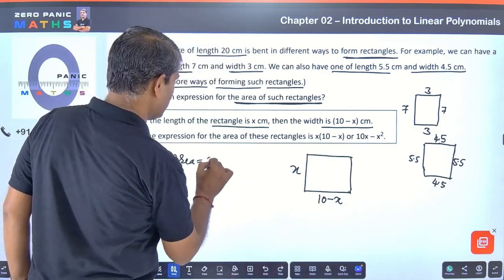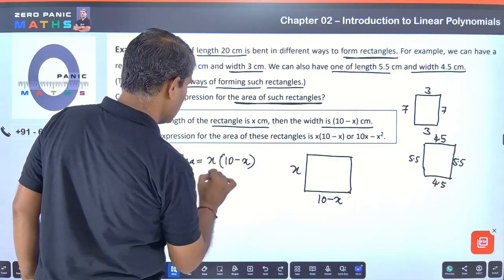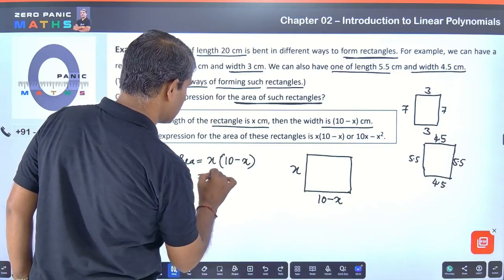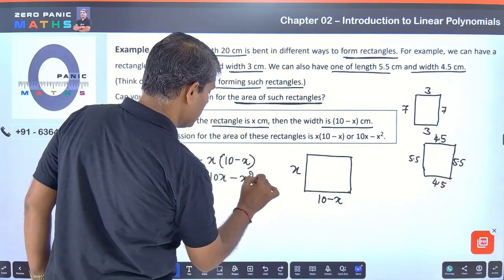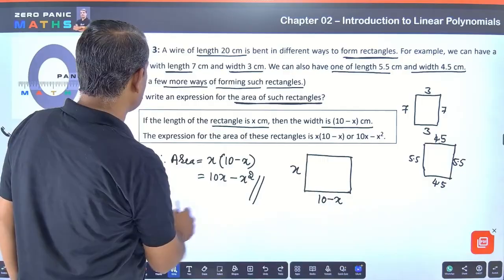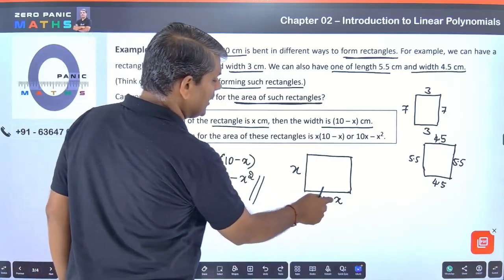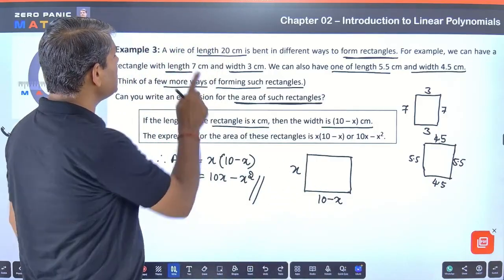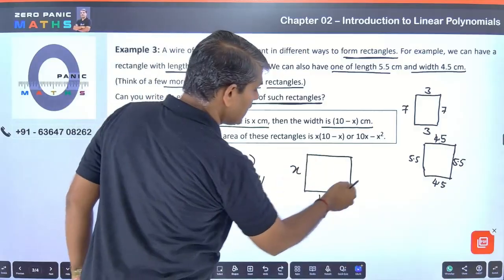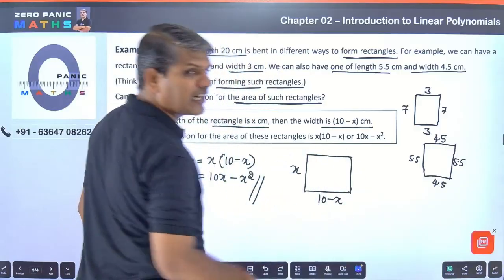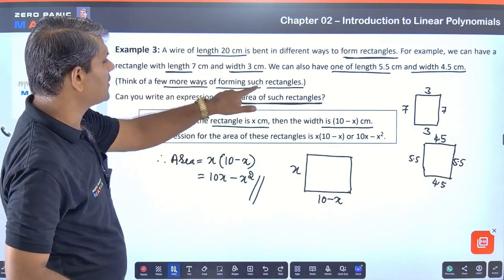So I'm just taking this as an example here, 10 minus x. If you multiply it, 10 into x is 10x, and x into x is x square. So this is an expression for the area of these rectangles with x as the length and 10 minus x as the width. And this is specific to a wire of length 20 centimeter, which is considered as the perimeter of this rectangle.